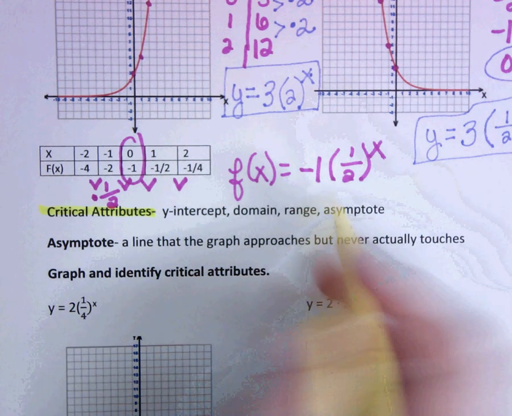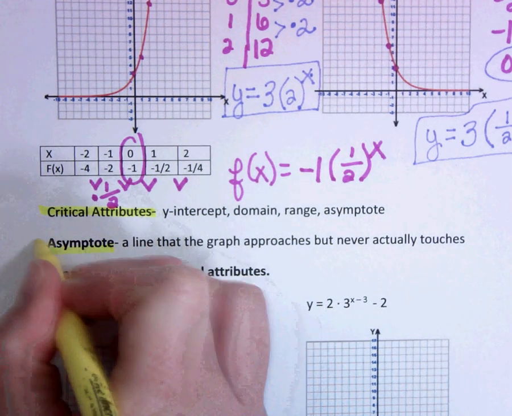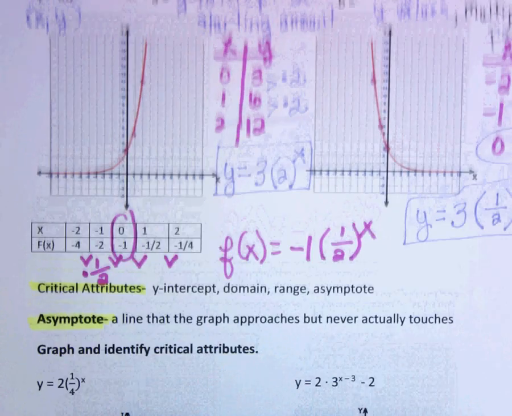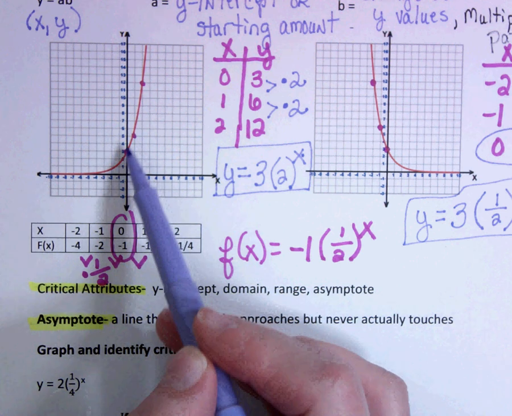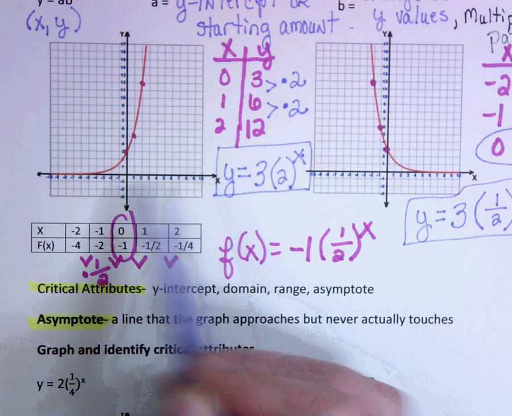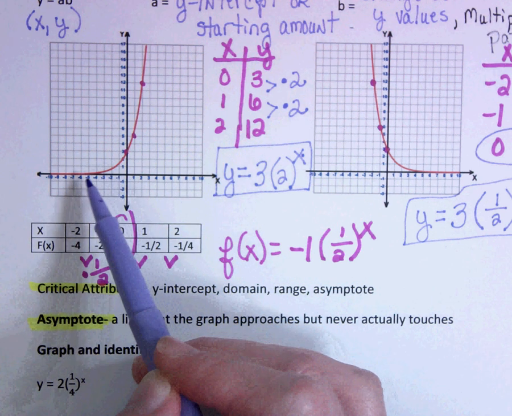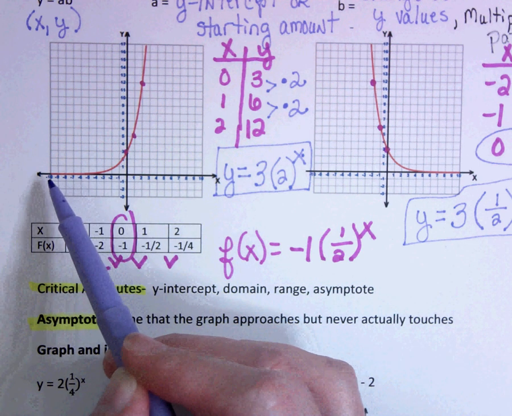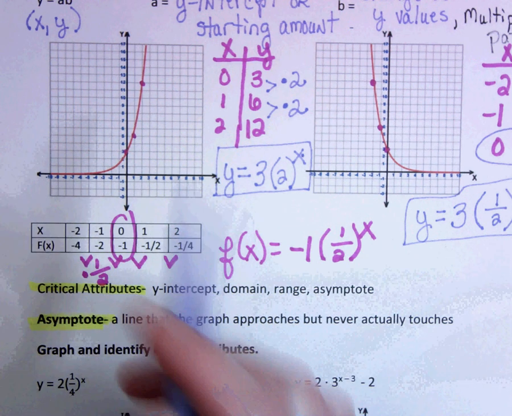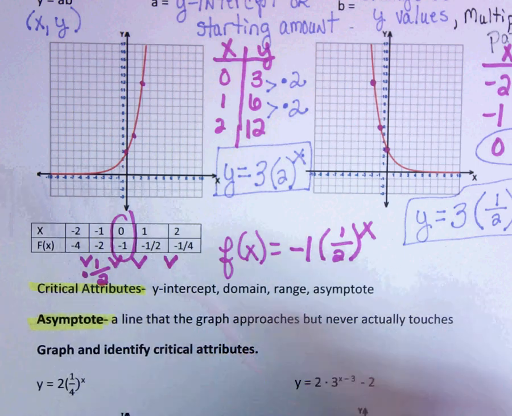But we have a new one called an asymptote. An asymptote is just a line that the graph approaches but never actually touches. So if you look at these graphs, it looks like this graph is touching our y-axis, but it's really not. It's getting closer and closer, but it never actually hits 0. So in this case, our y-axis would be our asymptote.